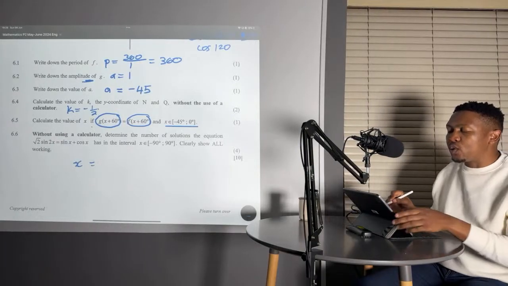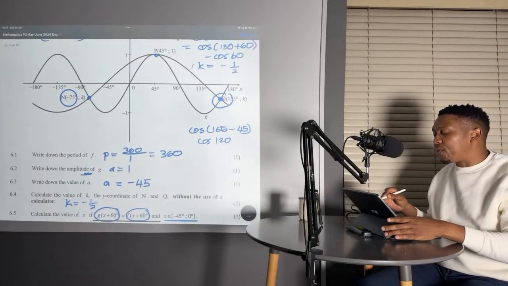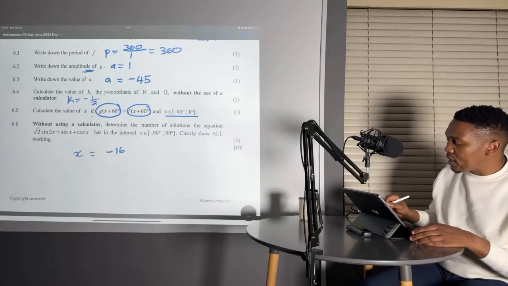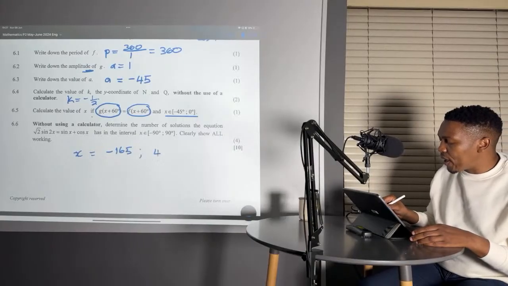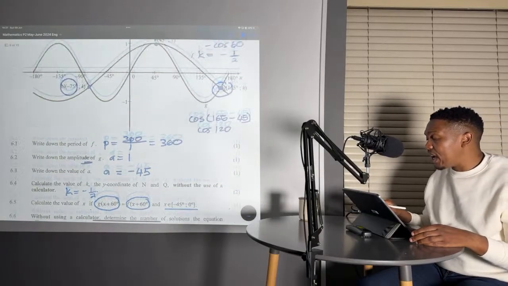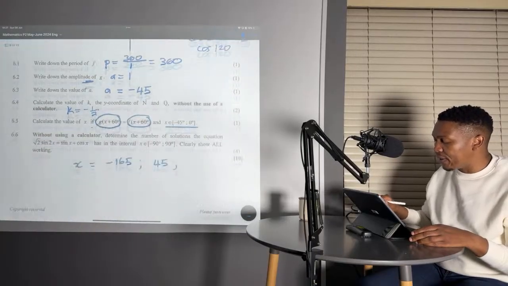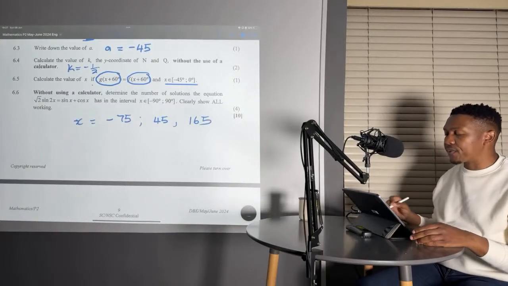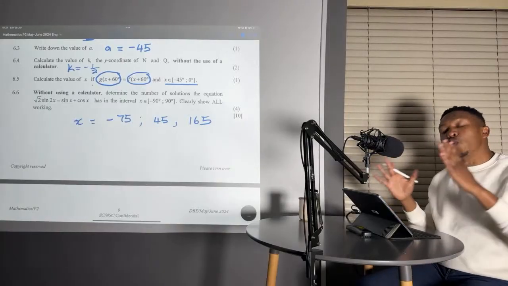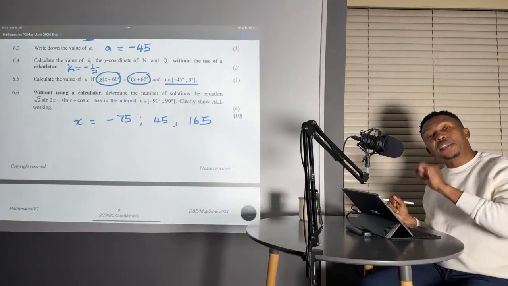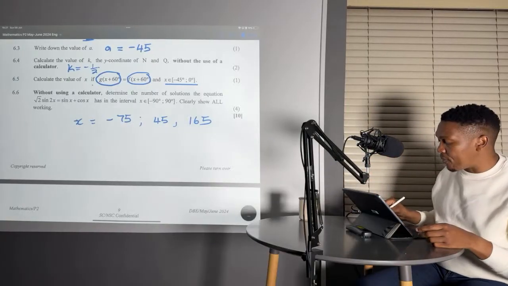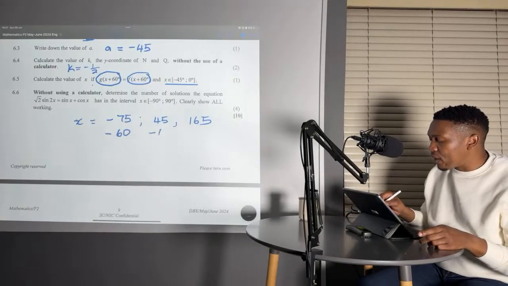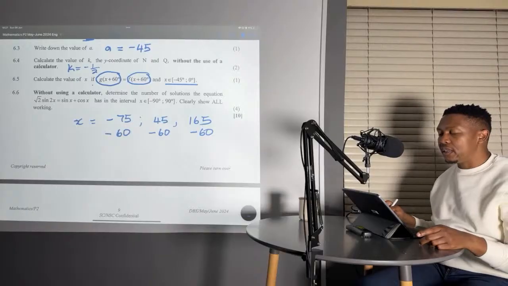We know that f of x is equal to g of x at negative 75, at 45, at 165. So minus 75, 45, and at 165. Now, if I shift these solutions by 60 degrees, remember, plus 60 means I'm shifting them by 60 degrees to the left. So which means, in this case, that would be minus 60, minus 60, minus 60 degrees.